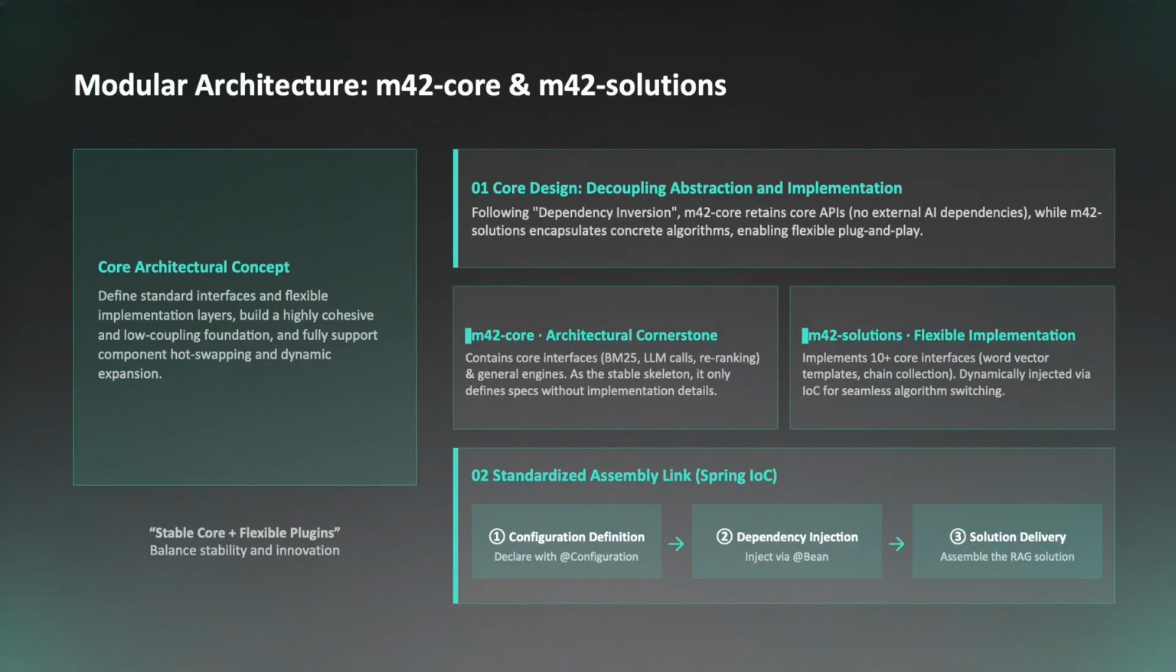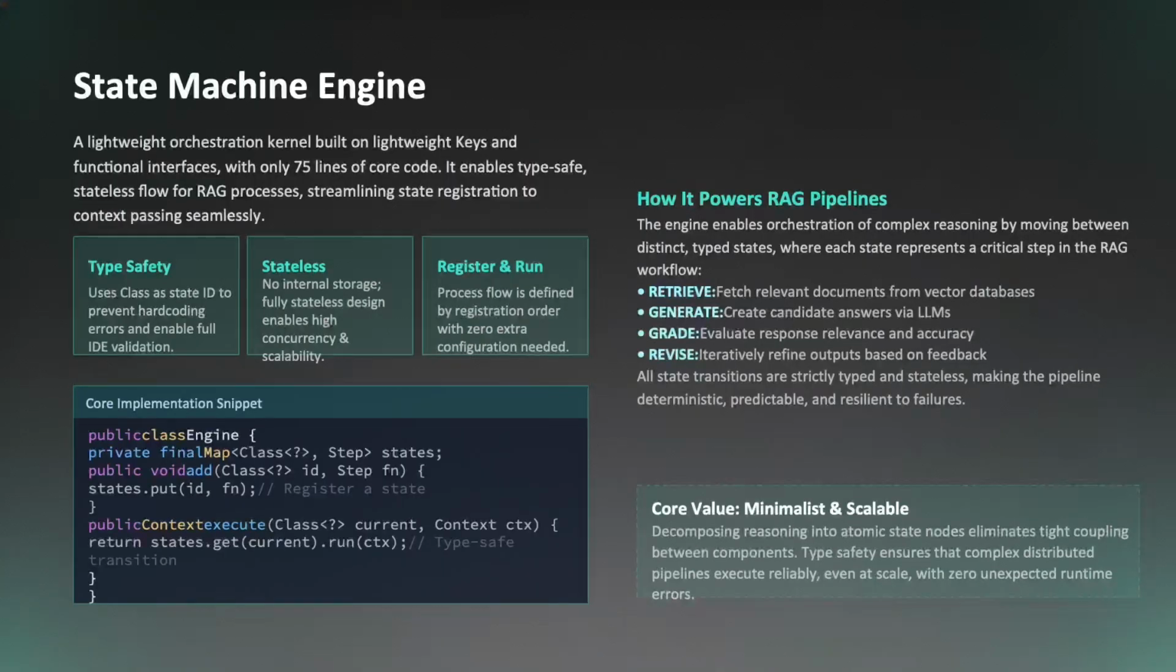Our standardized assembly workflow is fully Spring IOC-driven, with 3 simple steps. First, use a configuration to declare global configuration classes. Second, inject core components, LLMs, retrievers, compressors, via add bean annotations. Third, assemble these beans into complete, runnable RAG orchestration solutions. This layered design delivers high cohesion and low coupling, with full support for hot swapping and dynamic extension of all functional modules. Slide 5. State Machine Engine, Type-Safe Pipeline Orchestration.